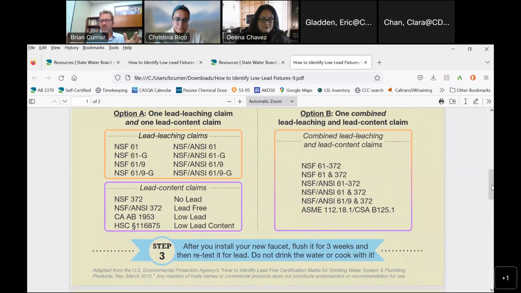The third step here is, well, okay, purchase it and go do it. And then there's a reminder that we always need to flush a new fixture before we bring it into service. And we have a nice little checklist on our resources page for that.